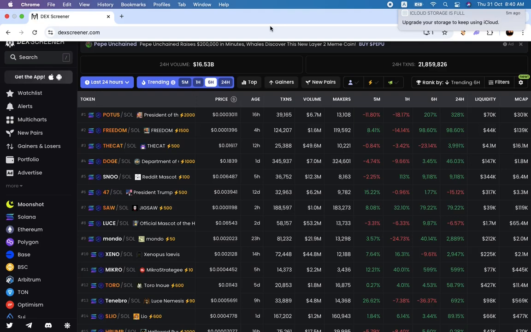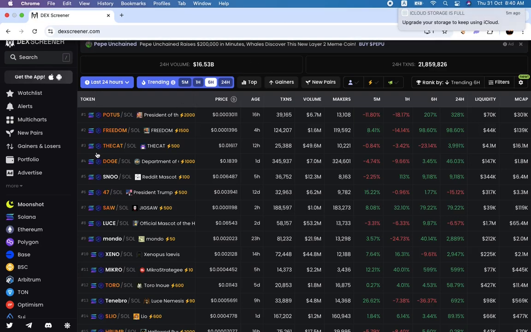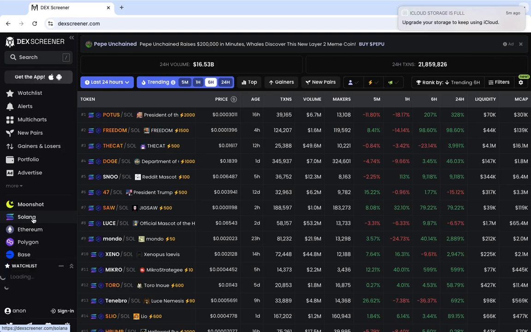Now, I'm obviously going to be focusing on Solana because I really believe Solana has got the momentum, it has got the user base, and a lot of people are trading on Solana. So these are the Dexscreener filters that you are supposed to be using.